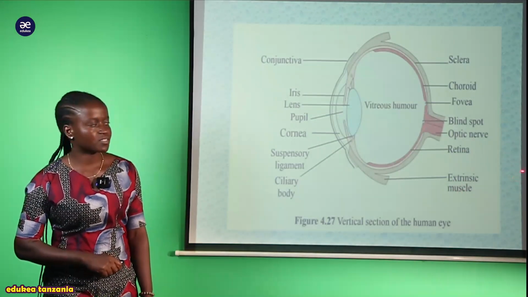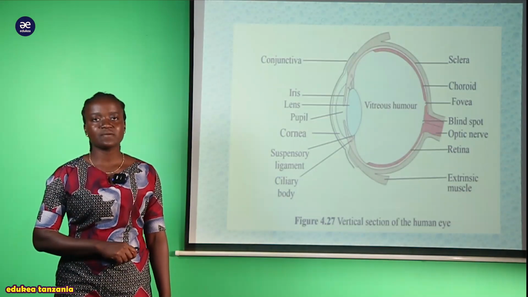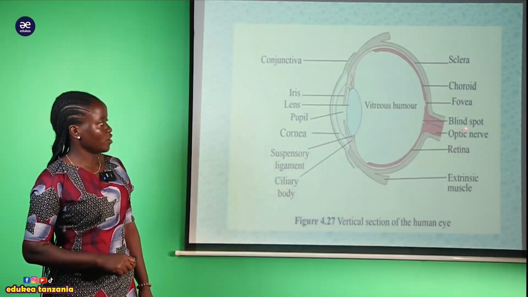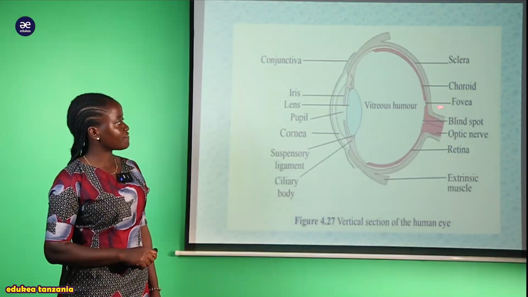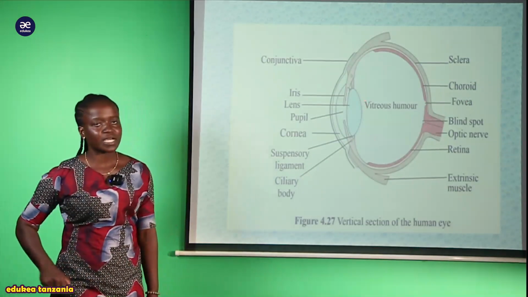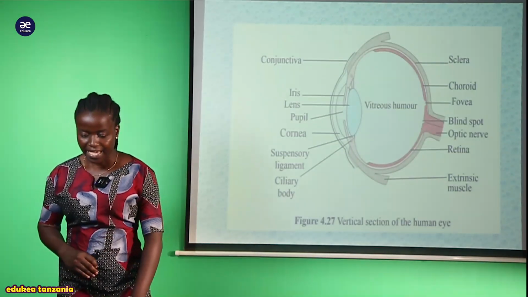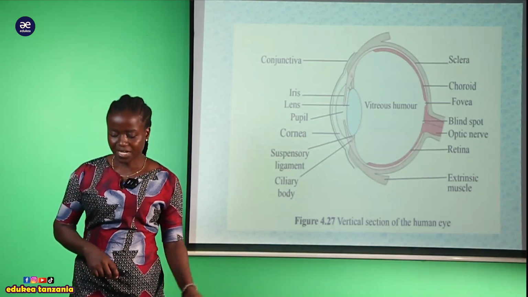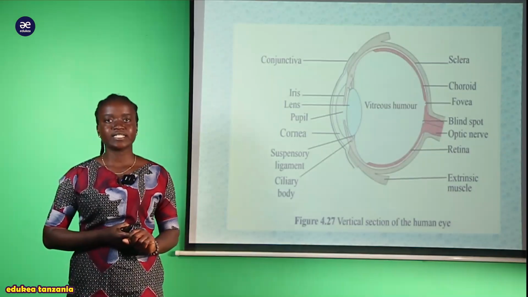We have the optic nerve responsible for transmitting the electrical impulse to the brain. And also we have the blind spot, the fovea, the choroid, and the sclera. And within it we have the vitreous humour, that is the aqueous material which is found within the eye, called vitreous humour.